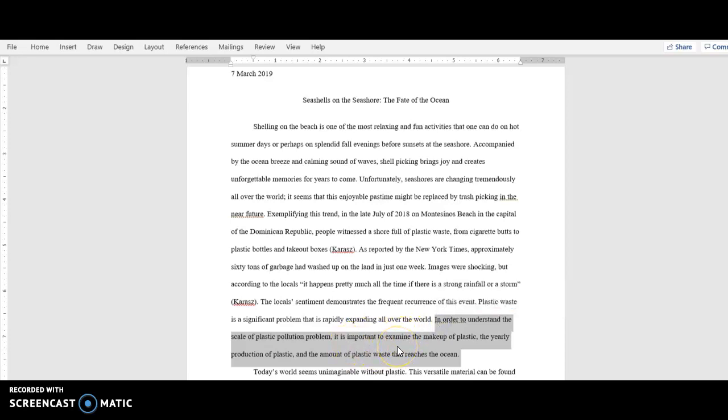So in this one, it tells us makeup of plastic, yearly production of plastic, and amount of plastic will be the three next topics in the essay. So if we look at that, we go, let's see, makeup, production, and amount. Let's see if we followed that in the essay.